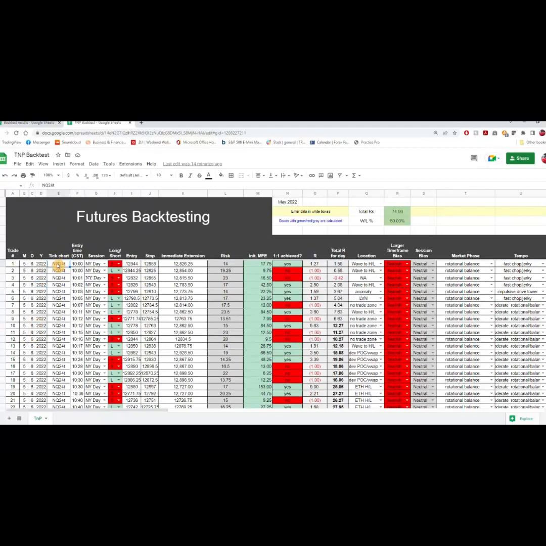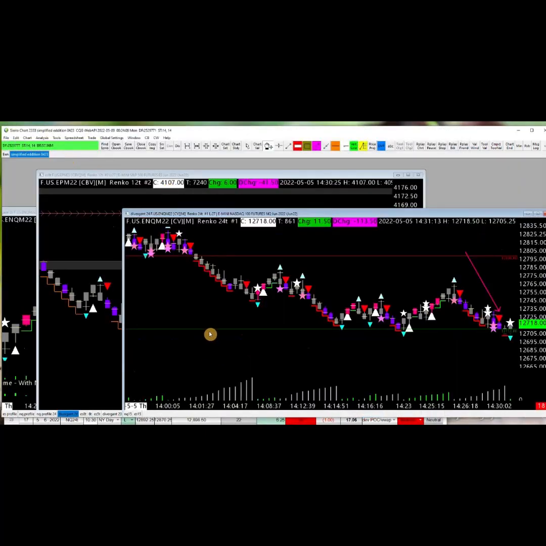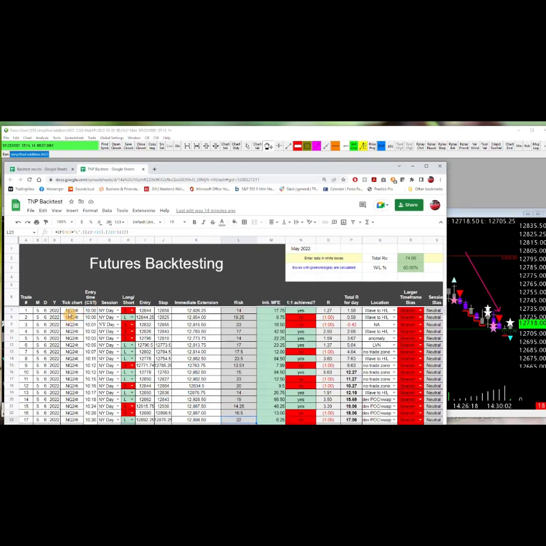The tick chart is referring to the tick amount of the Renko chart on our algo. So if you're using the 24 tick for NQ, like I was when I was entering these trades, you could write NQ24T or whatever you like. This is totally editable and it does not affect any of the functions.